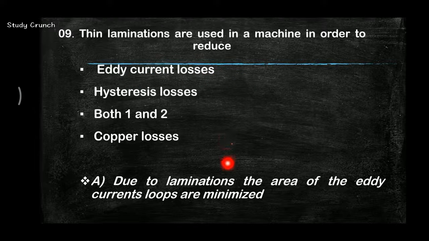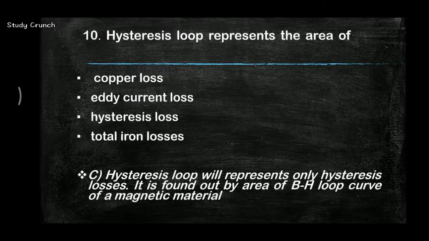Mainly these laminations are done to reduce the eddy current loops. So when these loops are minimized, the eddy current loss will also decrease. Next, hysteresis loop represents the area of which loss? So the answer is it will reduce hysteresis loss. We know that it is used to find out the BH loop curve of a magnetic material.